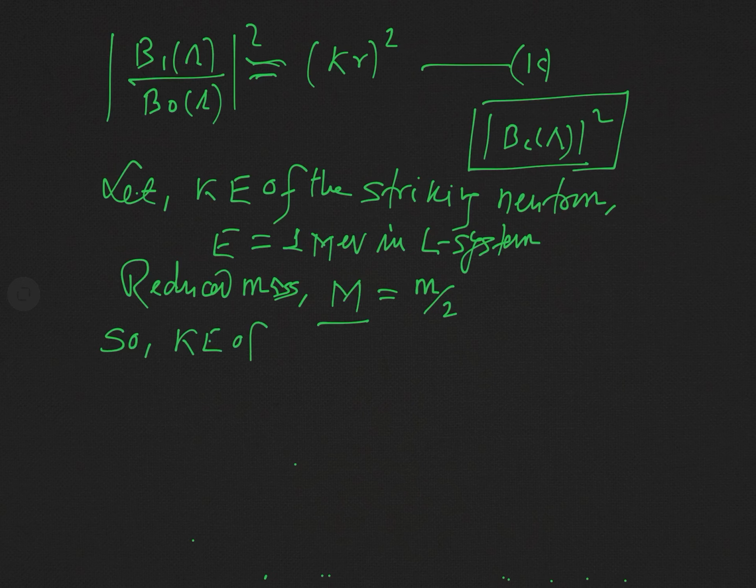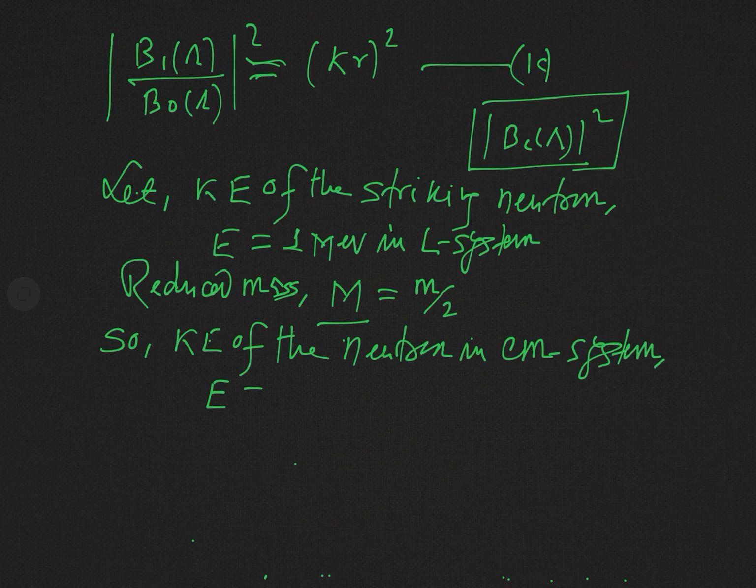So the kinetic energy of the neutron in the CM system, what will be its kinetic energy? Actually, that will be equal to 1 over 2 MeV, that is 0.5 MeV. We have just considered a value and that value must be less than 10 MeV, and so we have just taken E equal to 1 MeV.